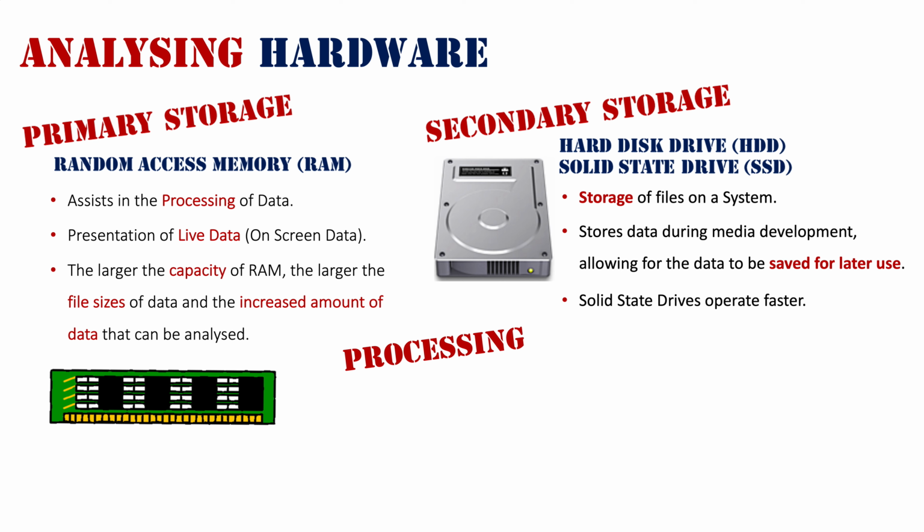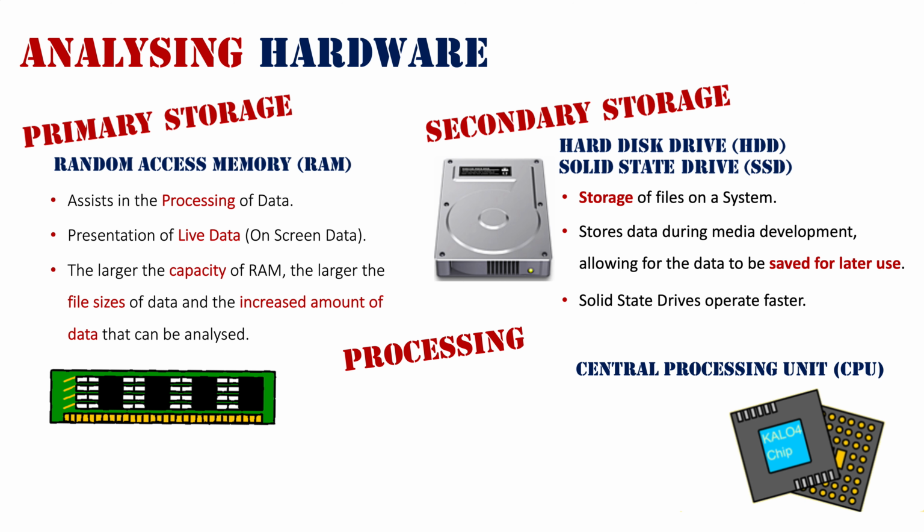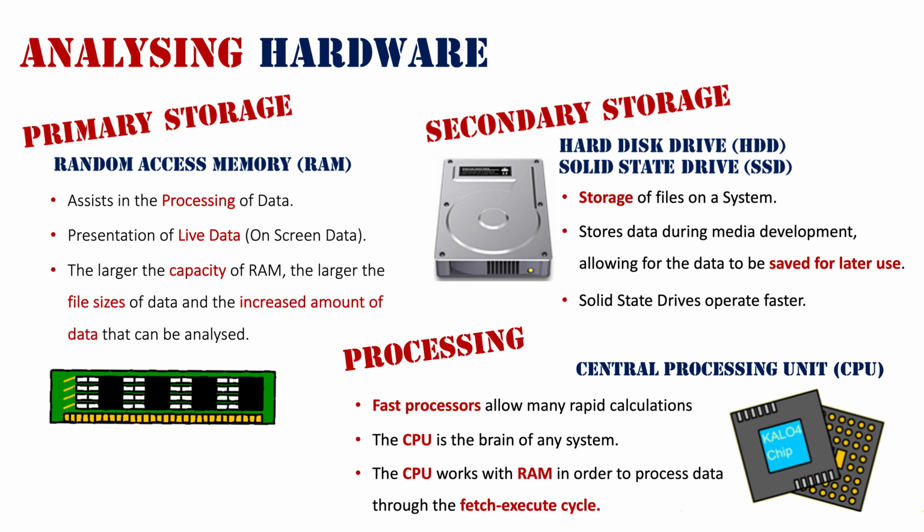And really, we're going to be referring back to RAM here. As said, data is called into RAM for processing, but the hardware that actually does the processing is the CPU, the central processing unit. It has fast processors that allow for many rapid calculations. So the higher the power of your CPU, the faster you can analyze data on your system. The CPU is classified as the brain of the system, and the CPU works with RAM in order to process data through the fetch execute cycle. We'll look more into that when we talk about the information process of processing.